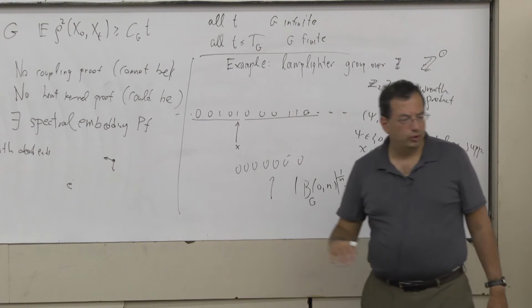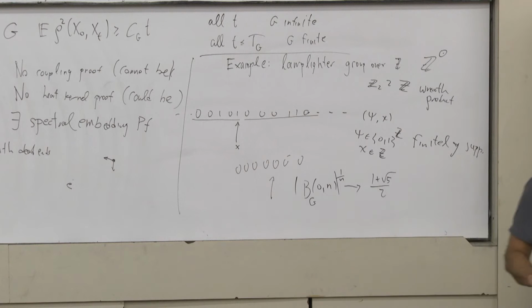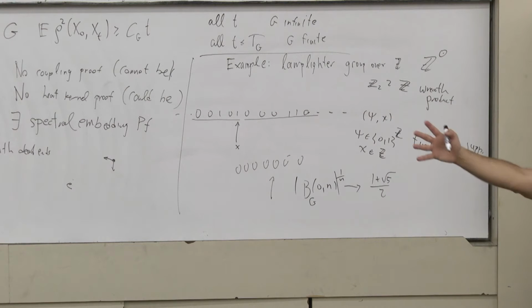That won't be important for us, just a curiosity. OK, so this is a group of exponential growth. Normally, if you think of a group of exponential growth, the ones we're familiar with, like the trees, the walk goes very fast. Well, here the walk doesn't go that fast. It goes just like in Z, no faster than in Z.